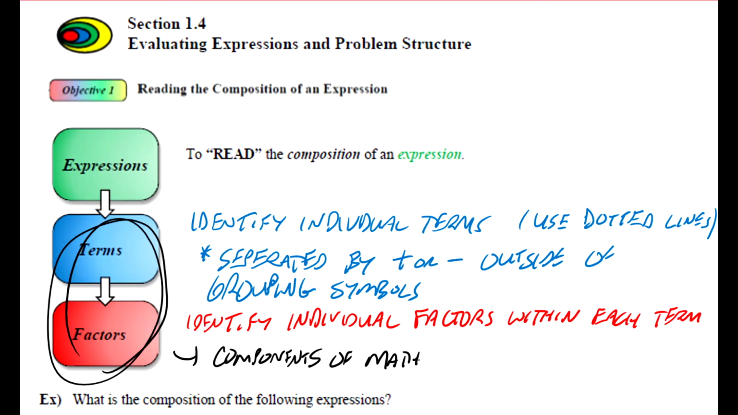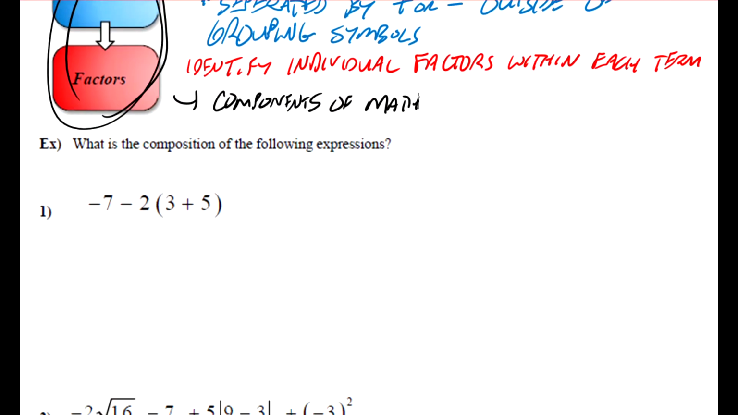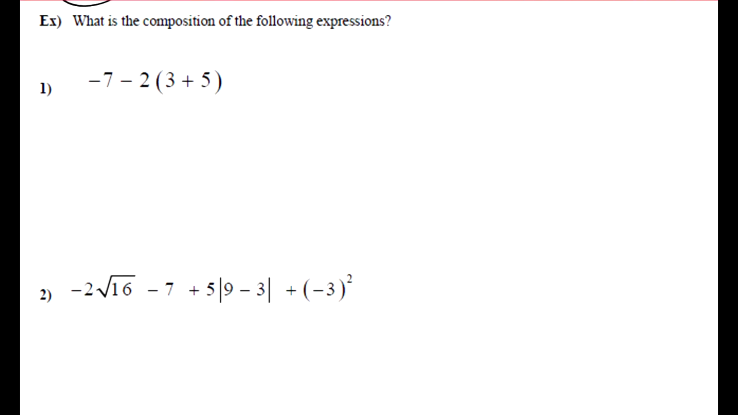So again, just like in English, we want to be able to identify words and letters. In math, we want to be able to identify the individual terms and the individual factors. And eventually, this is going to help us evaluate and provide our problem structure when we evaluate. So let's just practice. What's the composition of the following expressions? So I'm basically reading composition here.